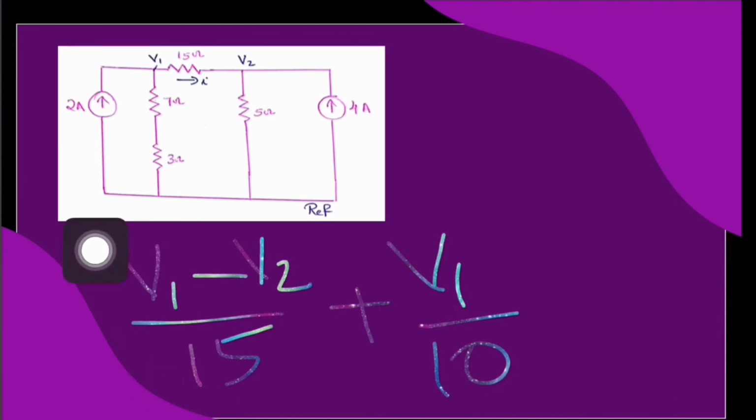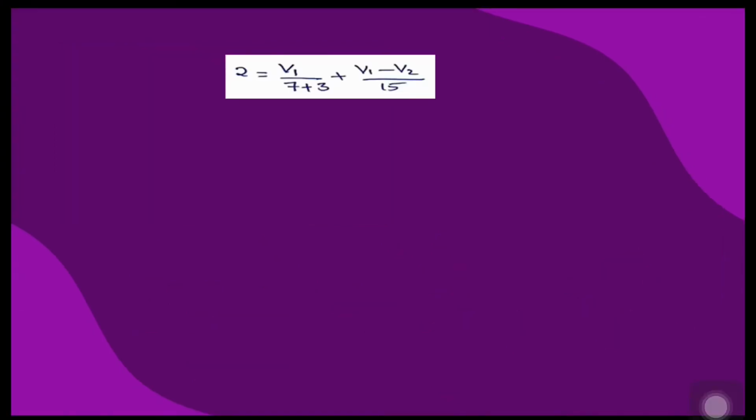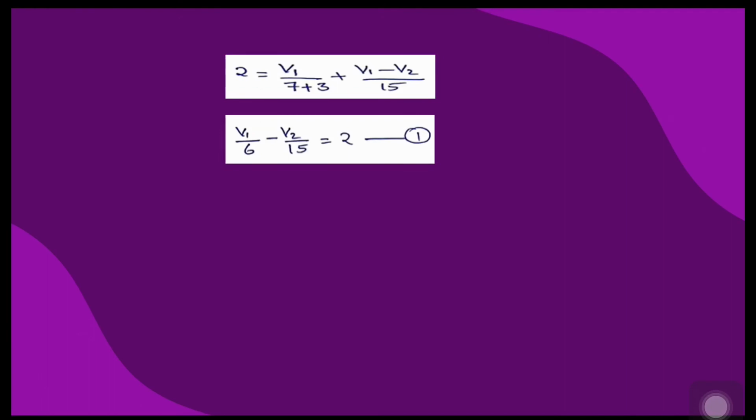Now this expression represents the sum of outgoing currents at node V1 and it can be equated to 2 amperes. It is written here. By rearranging this, we get V1 by 6 minus V2 by 15 is equal to 2, which is labeled as equation number 1. What is our next task? Our next task is to apply KCL at node V2.